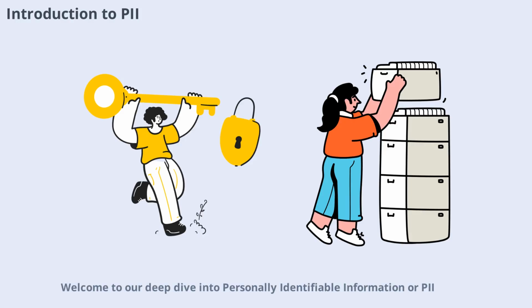Welcome to our deep dive into personally identifiable information, or PII, and sensitive data. In today's digital world, understanding what PII is and why it matters is more important than ever. From your name and address to more complex data like biometric or genetic information, PII forms the backbone of privacy discussions. This video will guide you through the different types of PII, what makes data sensitive, and why context is crucial. Let's start by defining PII and setting the stage for our exploration of data privacy and protection.